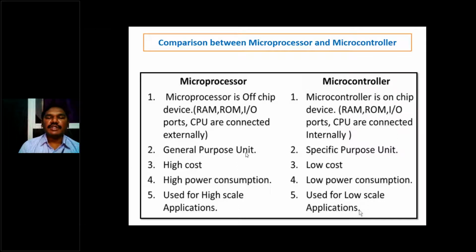The microprocessor is general purpose, whereas the microcontroller is specific purpose. Using a desktop computer, you can do a lot of applications. So it is very high cost, while the microcontroller is low cost. It has high power consumption, whereas compared to other devices the microcontroller consumes low power. But compared to a microcontroller, the microprocessor consumes high power because of general purpose. General purpose means so many applications we can run on it. But here, specific applications, so definitely it consumes very low power and low cost. So it is used for high scale applications, and the microcontroller for low scale, meaning only a few applications.